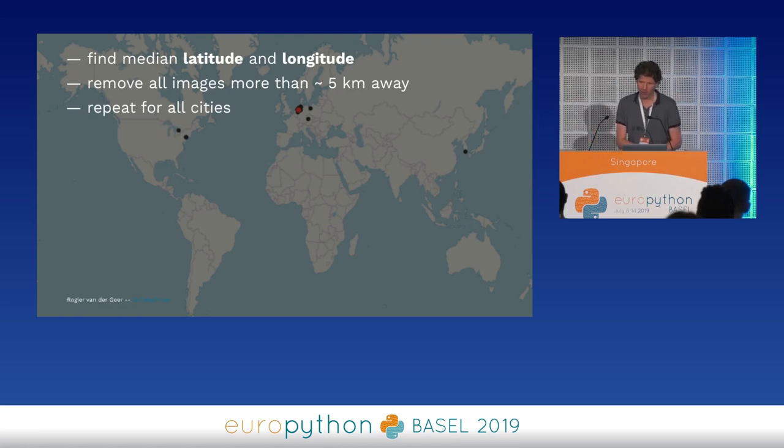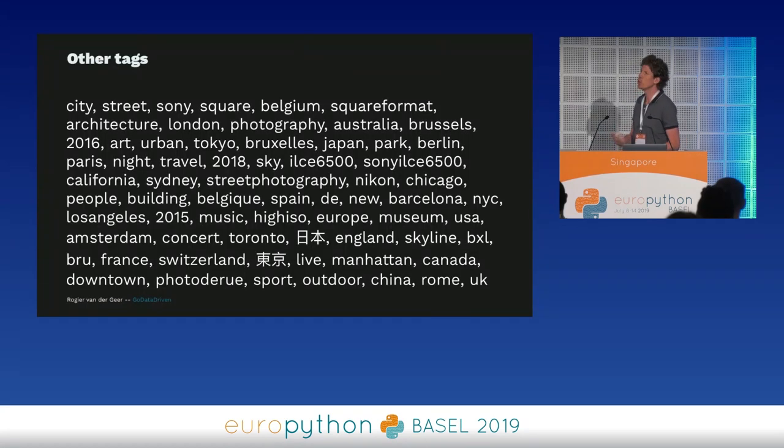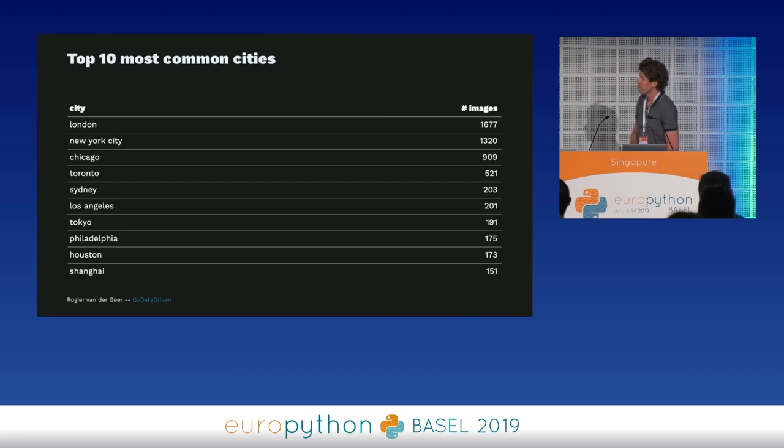Okay, let's do it. After that, I had a look at all the other tags and thought of something cool that we could do. These were the most common tags in this data set. Of course, if you're looking for photos taken in cities, then the most common tag is city. But other than city, maybe this one, skyline here, is the most interesting one. Let's try to make an image classifier that recognizes skylines of cities. So I took the 10 most common cities in my data set. Those were these. Here are the image counts.